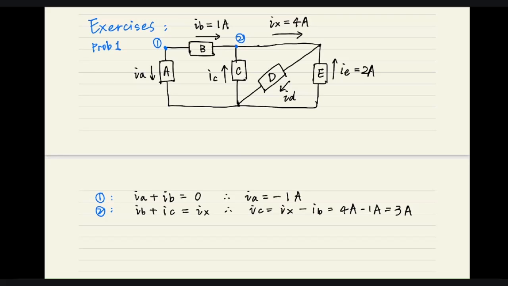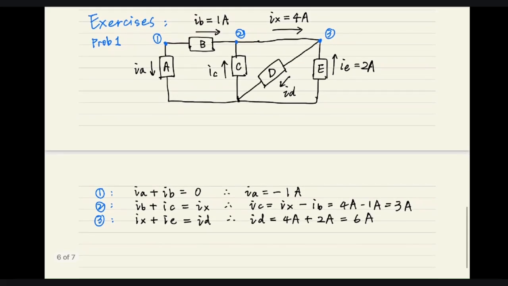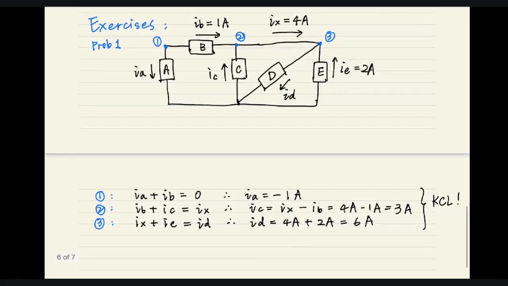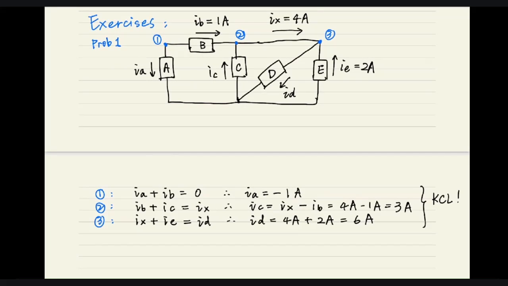And then let's take a look at node 3. Again, currents going in, IX plus IE, equal the current going out. So ID equals 4 amps plus 2 amps, equals 6 amps. A, B, C, D, E. So all the currents are solved already, just using our current law. So for more complex circuits, you may need to consider more nodes, and what you need is just patience. Compute them one by one and you'll be happy.